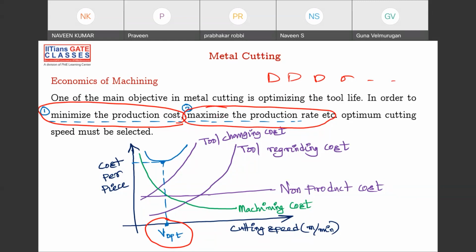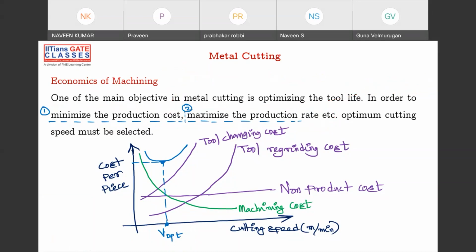And then another criterion is to maximize your production rate. Production rate in the sense what? For 1 hour, how many items you are producing? In the first, you are concentrating on rupees cost. In this one, you are concentrating on the number of parts. In this case, the number of parts should be more in a specific amount of time. In the other case, cost should be low for a specific number of items that you're producing. So these two criteria you're trying to enforce into your economics, and then you're trying to find the optimum cutting velocity.